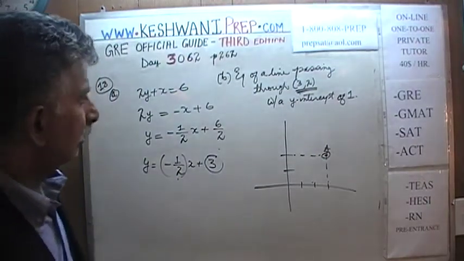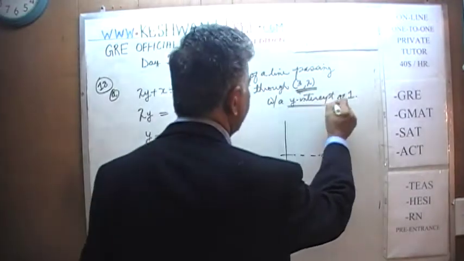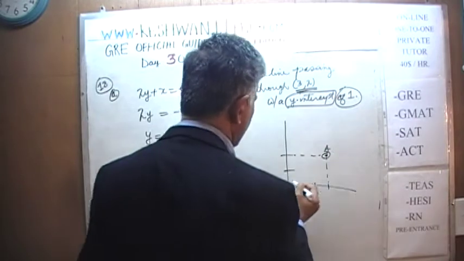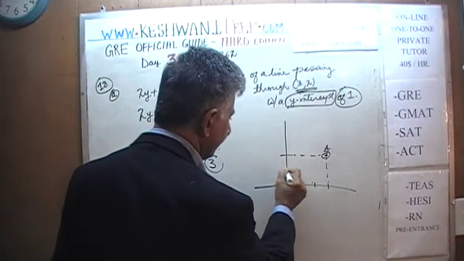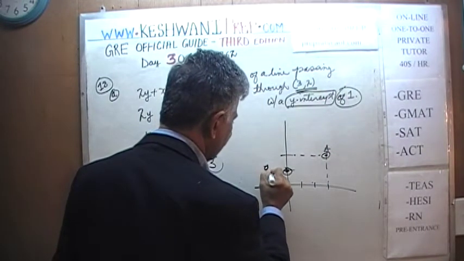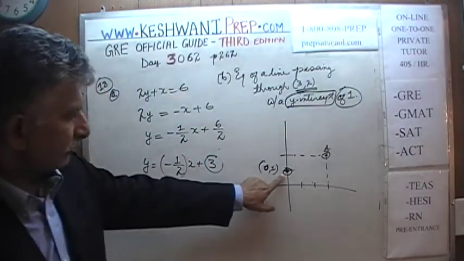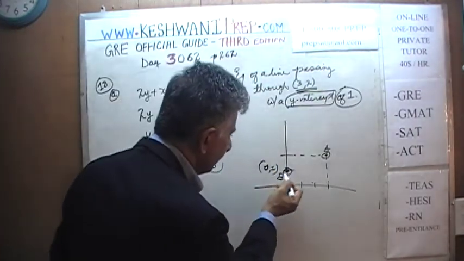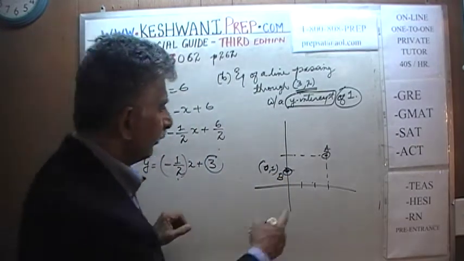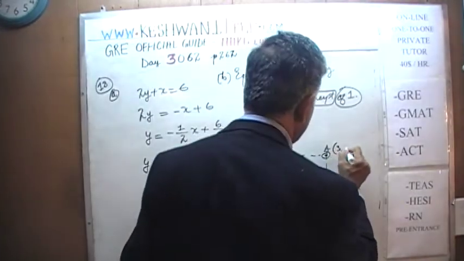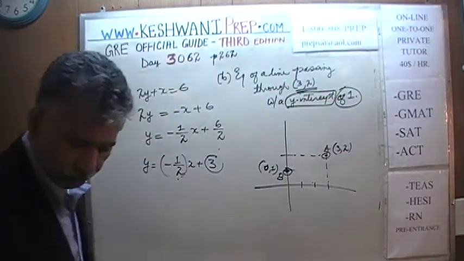We also know that it has a y-intercept of 1, which means right here. It goes through 0, 1, this point right here, point B, which has a coordinate of 0, 1. It goes through point A, which has a coordinate of 3, 2. Let's find the slope.